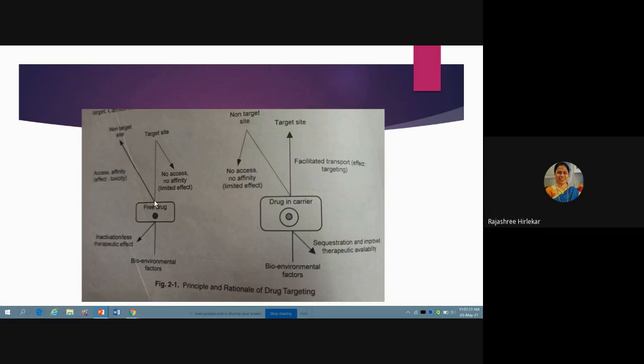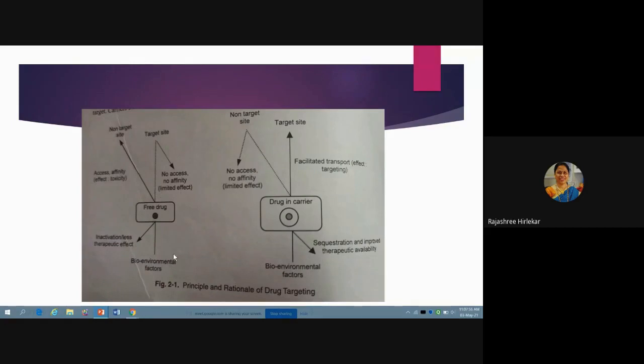So this dotted line indicates that it is not going to the target site only, because it has not got a very great affinity or very great access to this target cell. So just as it is going to the other cells, that is the non-target sites, the same concentration is going even to that particular area where it is required to exert its effect. And therefore, you don't get a specific effect, you get a very limited effect.